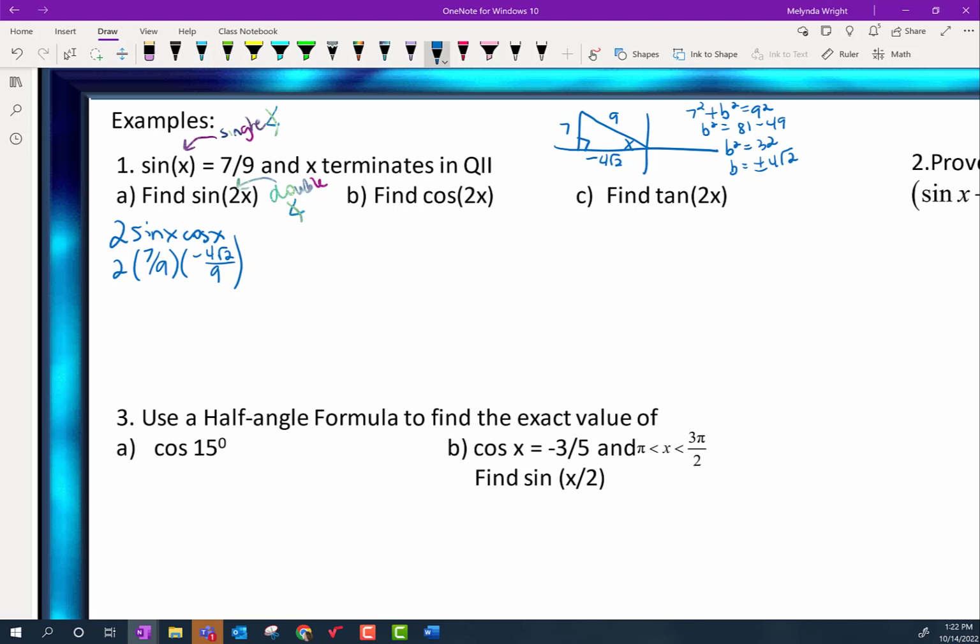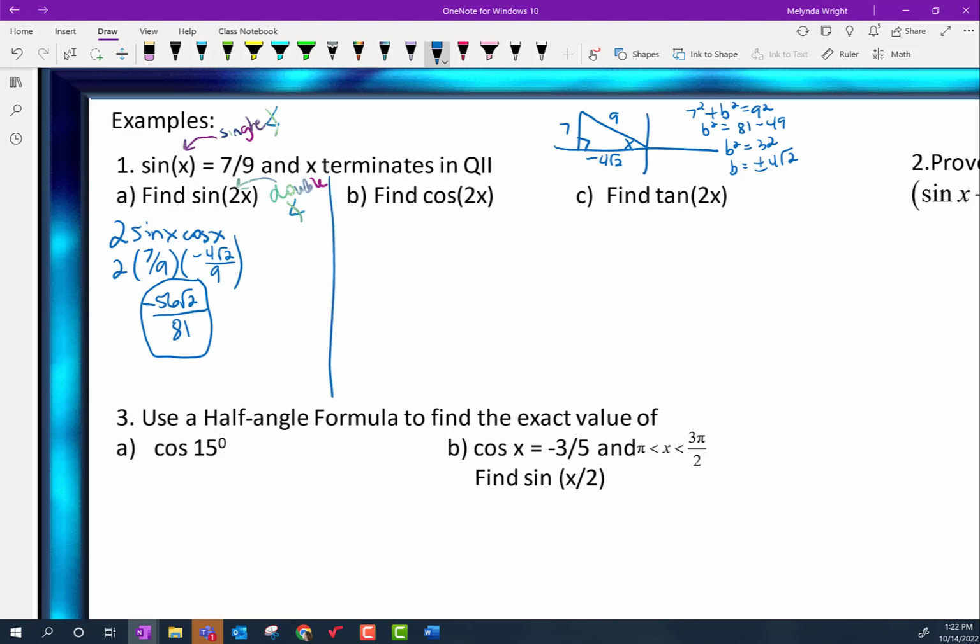So let's see, what does that give me? So 2 times 4 is 8, 8 times 7 is what, 56. So negative 56 root 2 over 9 times 9 is 81. And so there's our value for sine of 2x. So this is an example of why you would need to use a double angle formula. Okay? Is everybody okay with that? Yes? Okay.